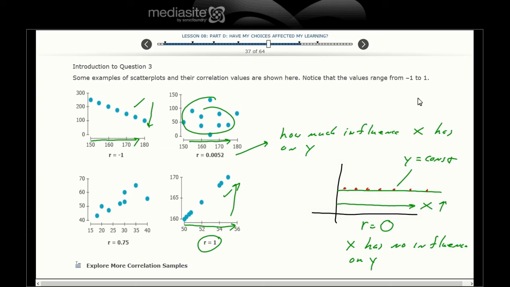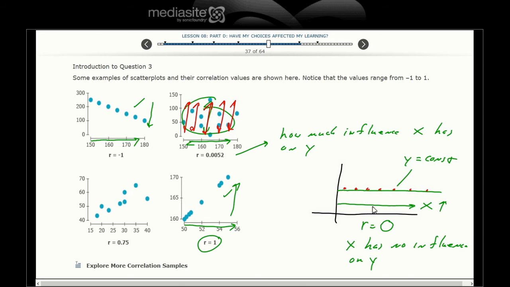As X changes, you know what? Y, dang it, Y is pretty undeterminable from what X is. Okay. Hope that makes sense.